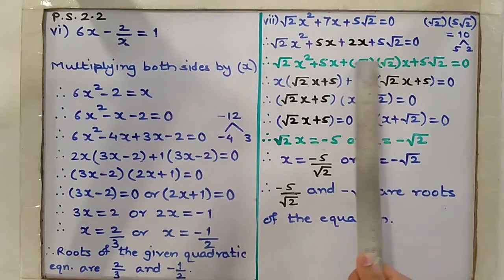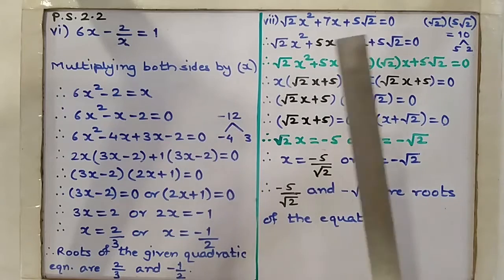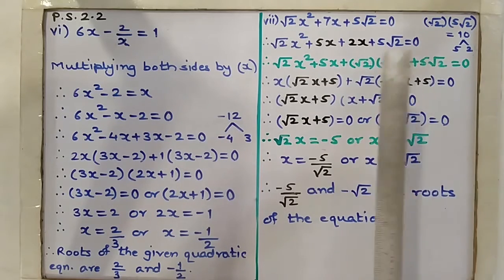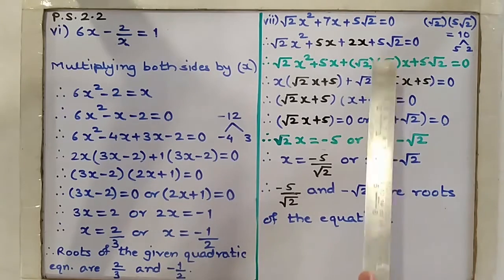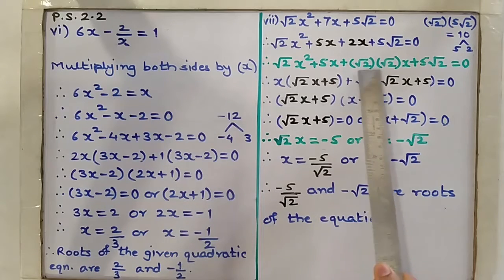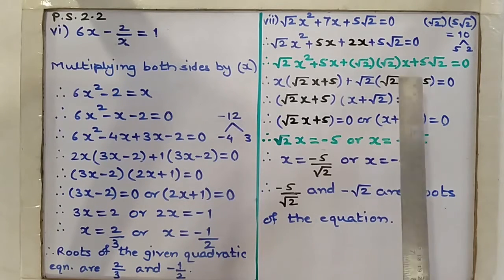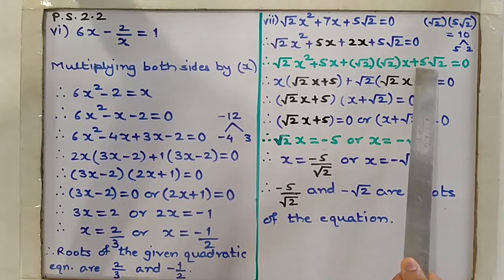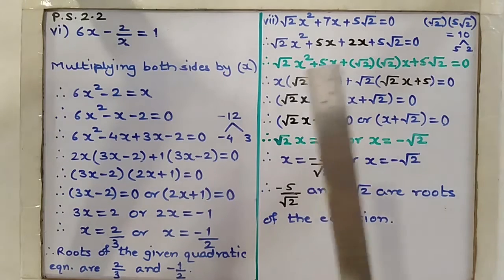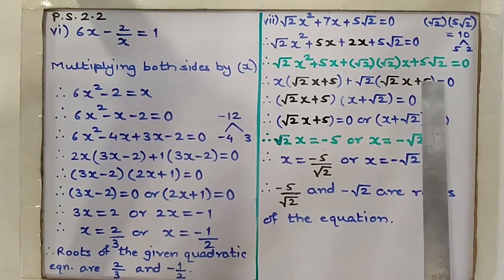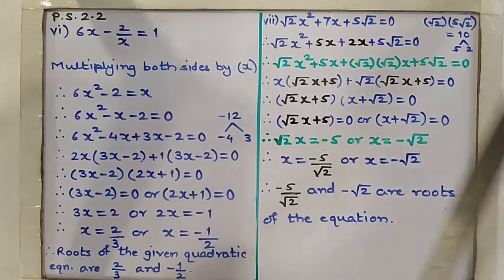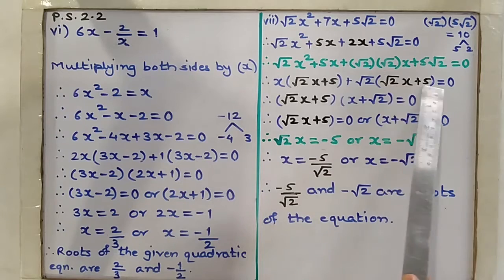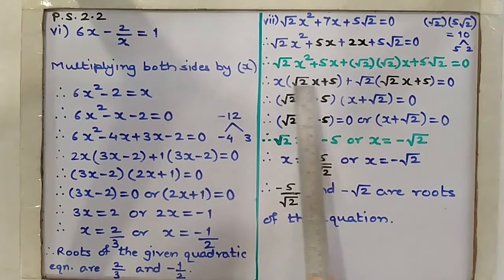Then come to the next two terms. From these two terms we can take root 2 common. So what we'll get inside the bracket, from this term you have taken root 2 common, so you will get root 2 x. And from this term also you have taken root 2 common, so you will get over here plus 5. Look at these two brackets, they are same.